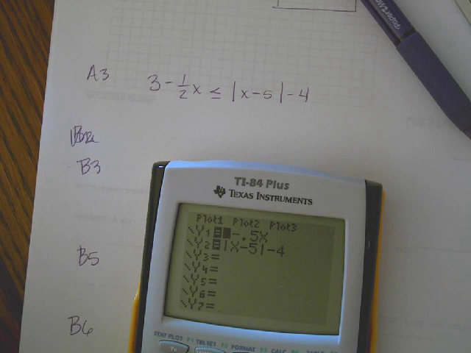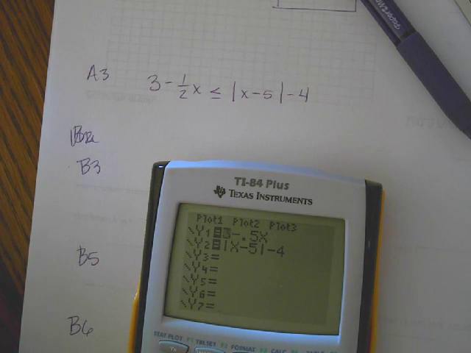All right, so for A3, I'm going a little lazy here, mostly because I don't have graph paper with me. And my printer was not working well enough to spit out a graph test. So for 3 minus 1 half x, we graph that line.